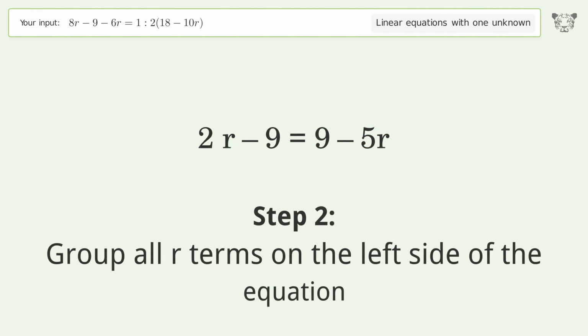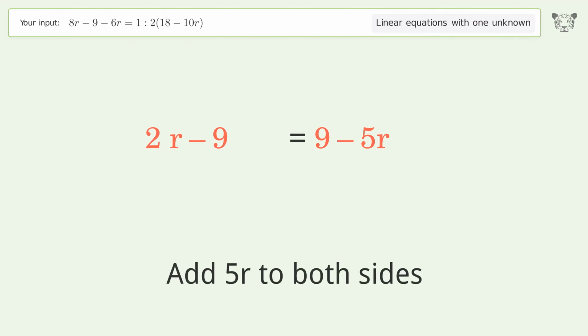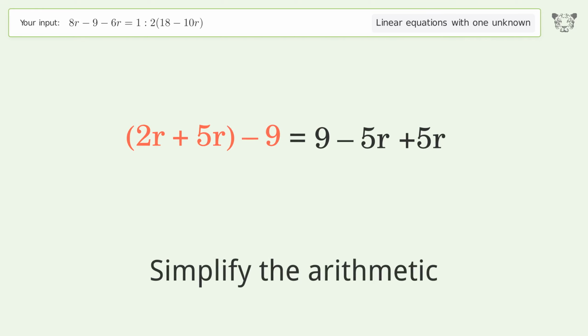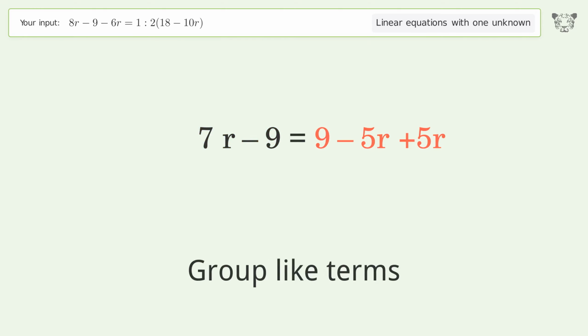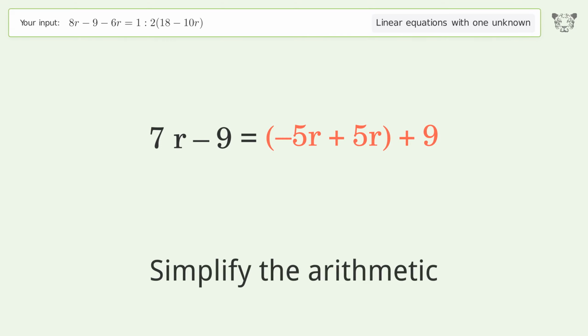Group all r terms on the left side of the equation. Add 5r to both sides. Group like terms. Simplify the arithmetic. Group like terms. Simplify the arithmetic.